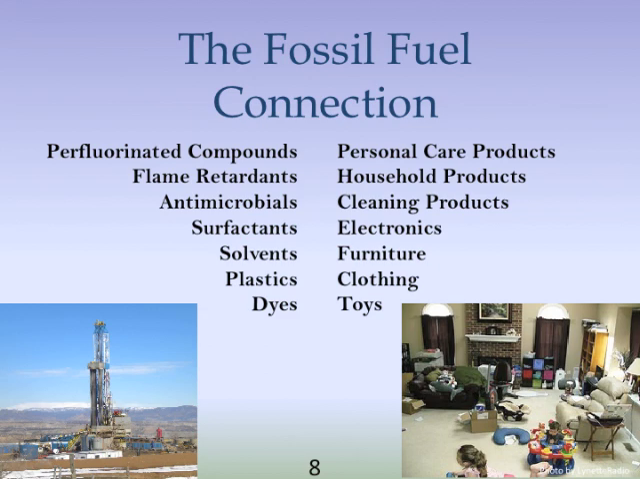Slide 8. Most endocrine disruptors have their origins in the extraction, processing, and/or burning of fossil fuels, including perfluorinated compounds, flame retardants, antimicrobials, plastic solvents, and more. In other words, all of the chemical classes we've heard about in this lecture series contain endocrine disruptors. They are in our homes, schools, and workplaces, food and food packaging, cosmetics, cleaning products, electronics, furniture, building materials, clothing, toys, the list goes on and on and on.